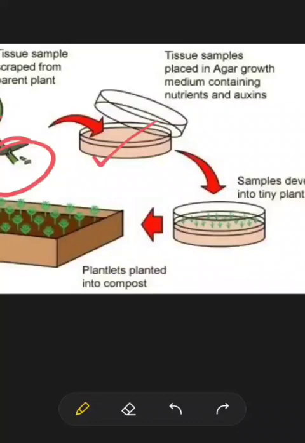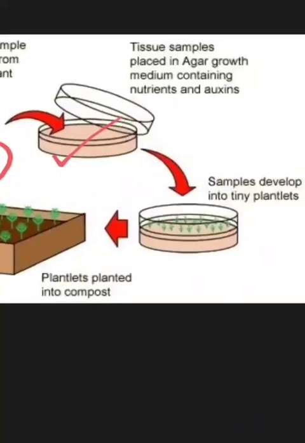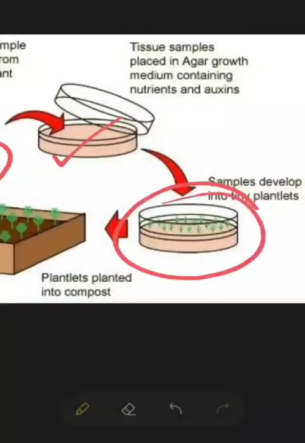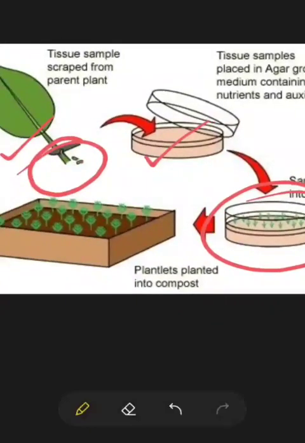It grows into an unorganized mass of cells known as callus. So here is an unorganized mass of cells known as callus, and some parts of this callus are then put in a different medium containing hormones, and these hormones will induce cell differentiation. Cell differentiation means the cells will now be differentiated to work in a different manner, and will then form small plantlets, each of which will grow into mature plants.